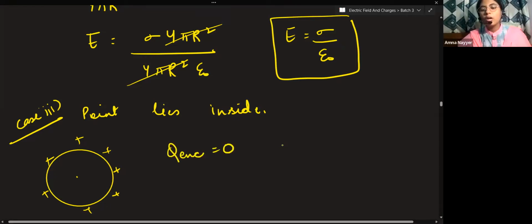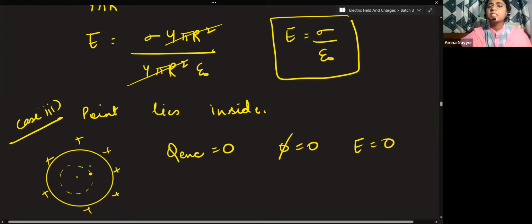So flux will be what? Flux will also be 0. Electric field will also be 0 inside. If I give you this point, even if you draw a Gaussian surface, there isn't any charge. Since there is no charge, the net electric flux will be 0.